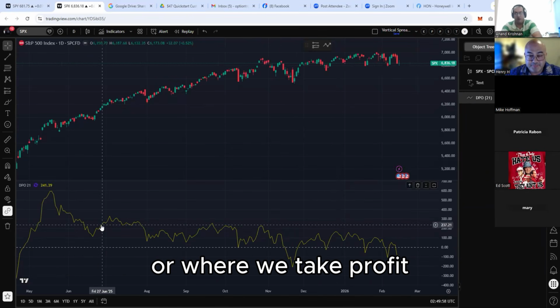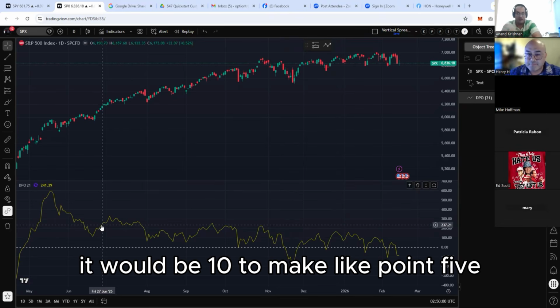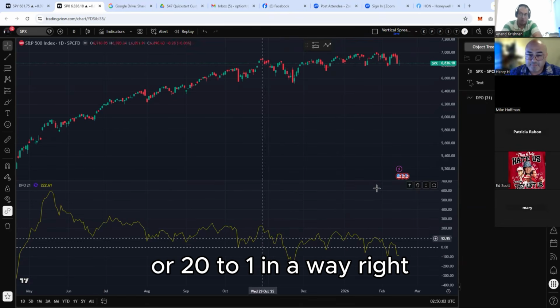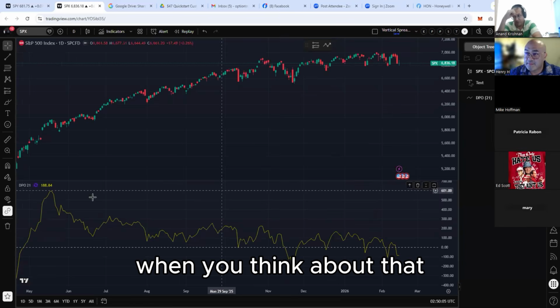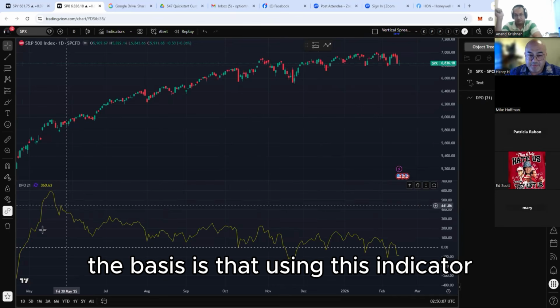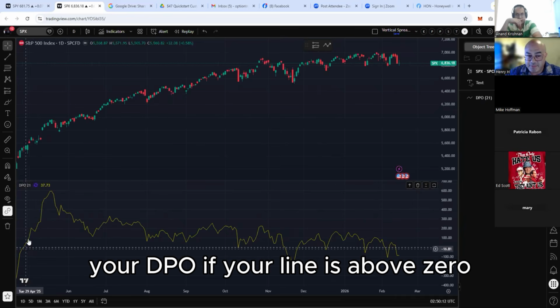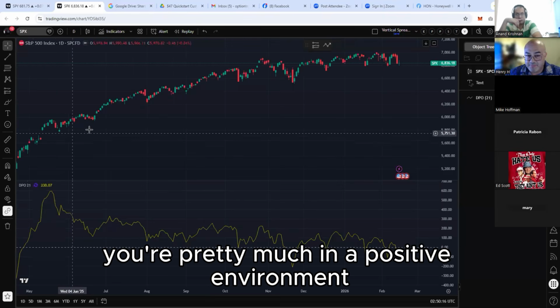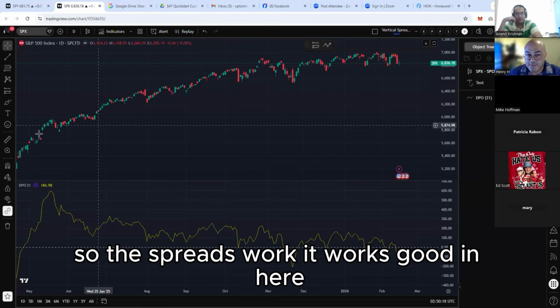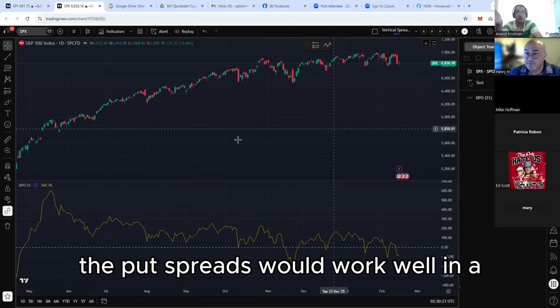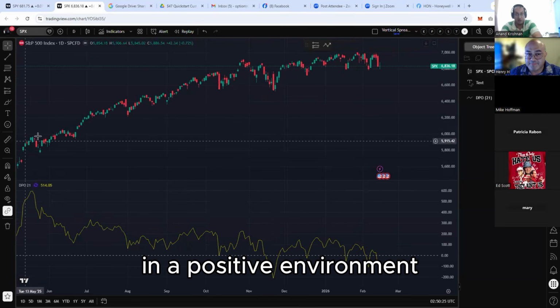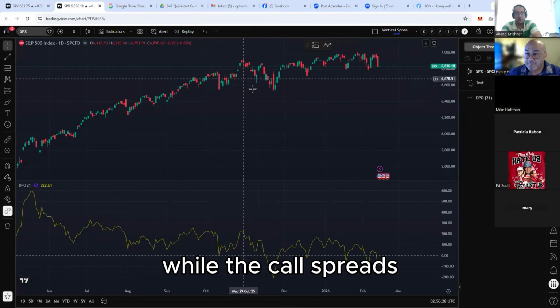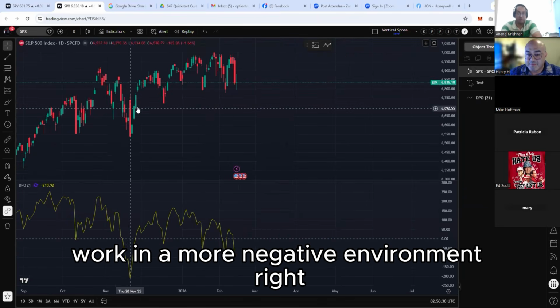Or where we take profit, it would be risking 10 to make like 0.5, or 20 to 1 in a way, when you think about that. The basis is that using this indicator, your DPO, if your line is above 0, you're pretty much in a positive environment. So the spreads work good in here. Bull put spreads would work well in a positive environment, while the call spreads work in a more negative environment.